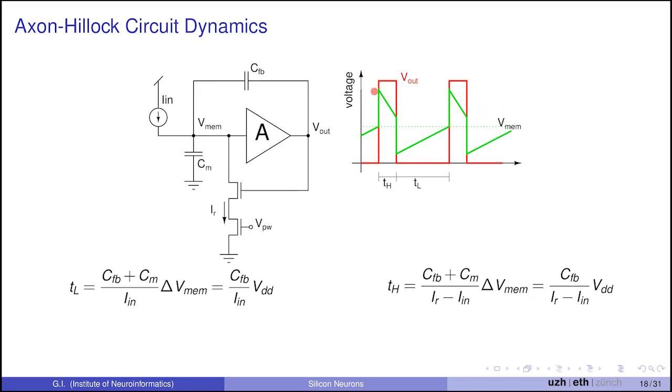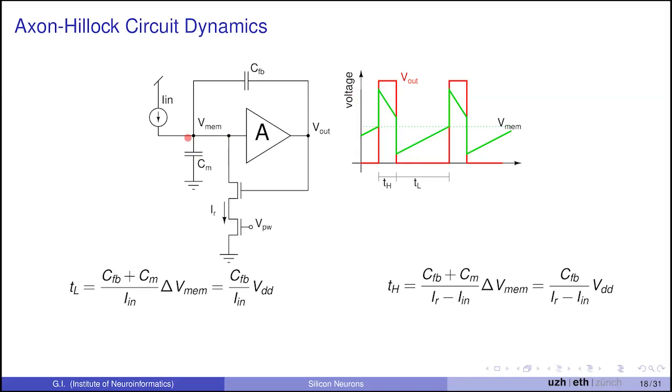And TH, on the other hand, is given by this discharge rate here. So it depends on how much current is going out of the capacitor versus the current that's going in. So it depends on IR minus I in, and again on the total capacitance and the delta Vmem. So again, we replace delta Vmem from the previous equation, and you see that now the period of V out being high depends essentially on the difference between the input current and the reset current, which is non-ideal because ideally we would like to have a circuit that produces pulses of constant width. And so this is actually not ideal.